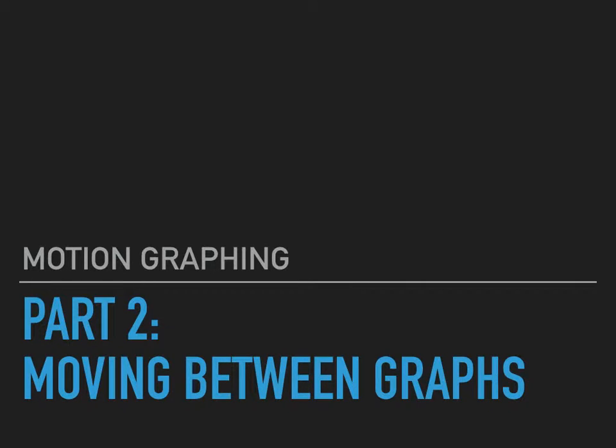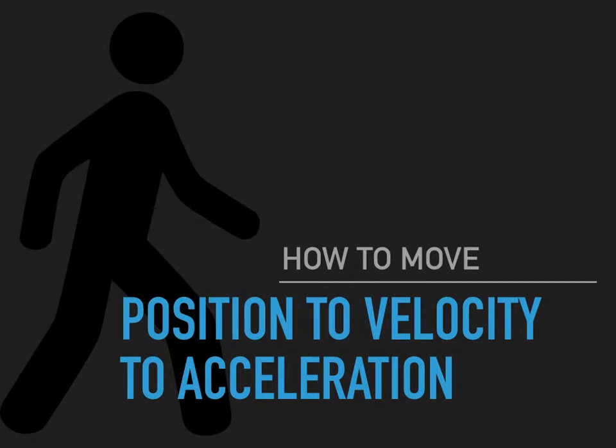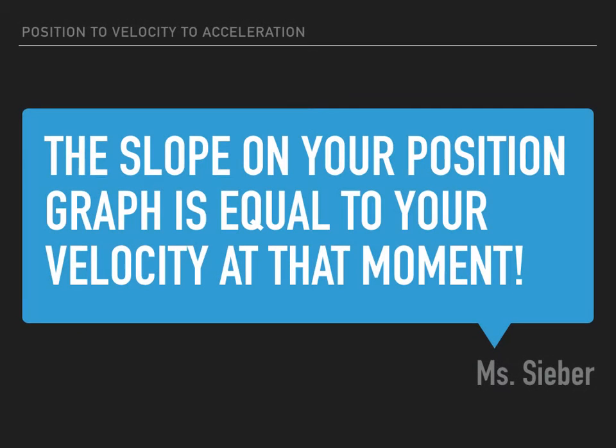Welcome to Motion Graphing Part 2, where we're going to talk about moving between graphs. So the question is, how do we move between a position graph, a velocity graph, and an acceleration versus time graph? An important thing to know is that the slope on our position graph is equal to the velocity at that moment.